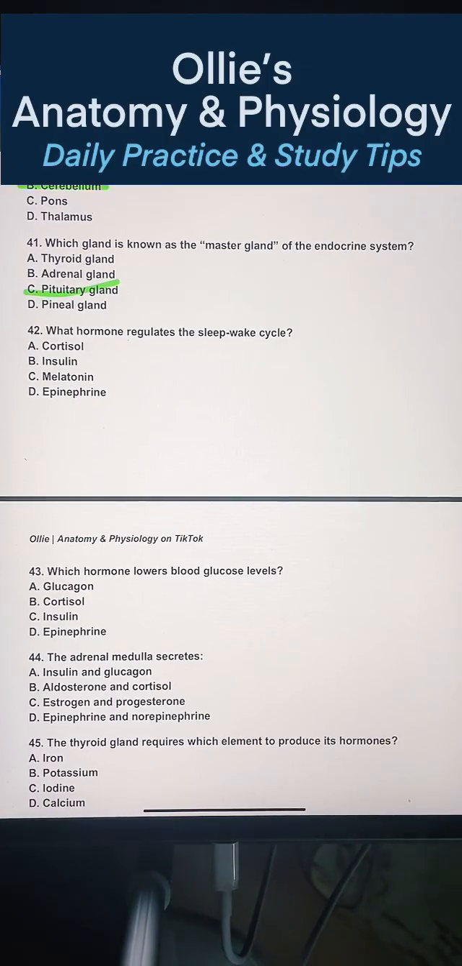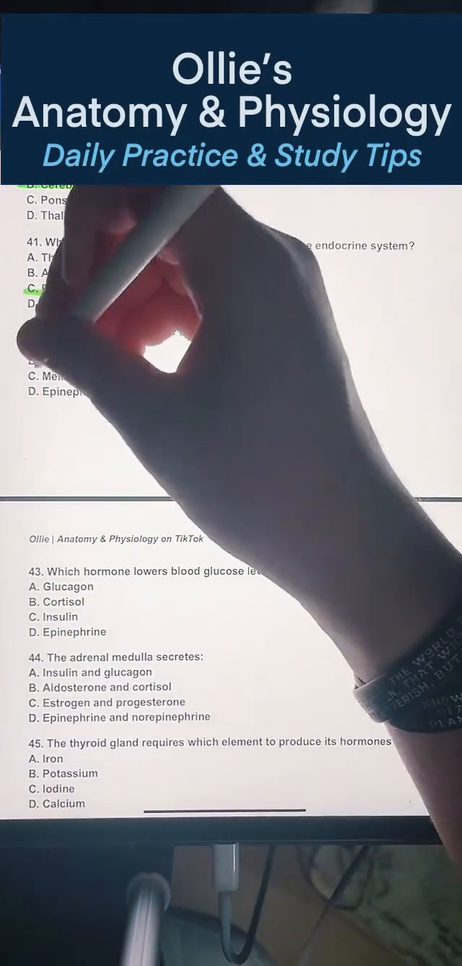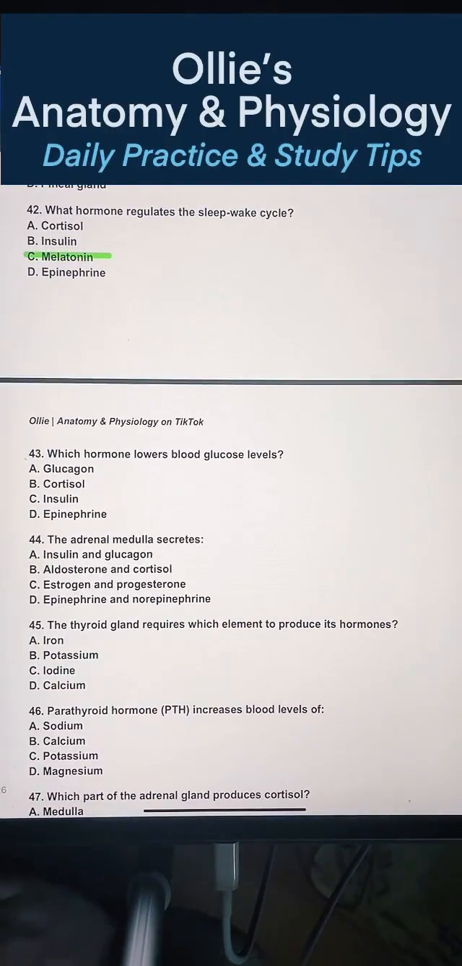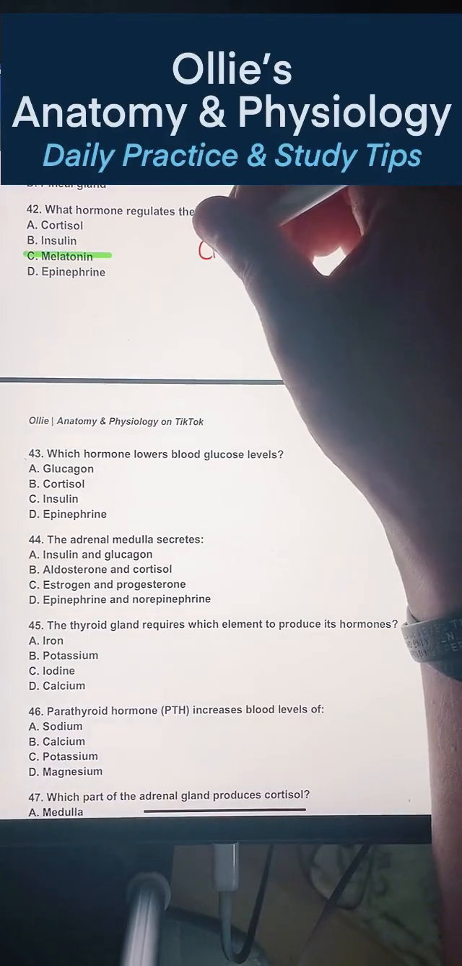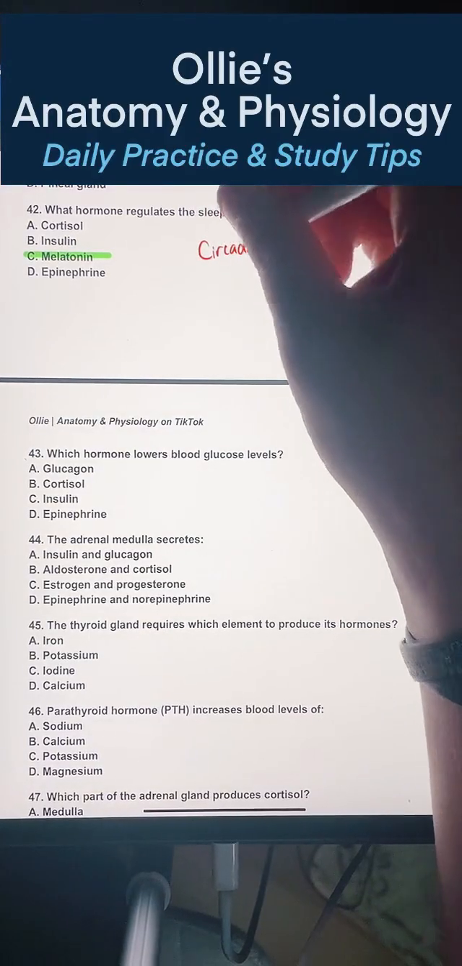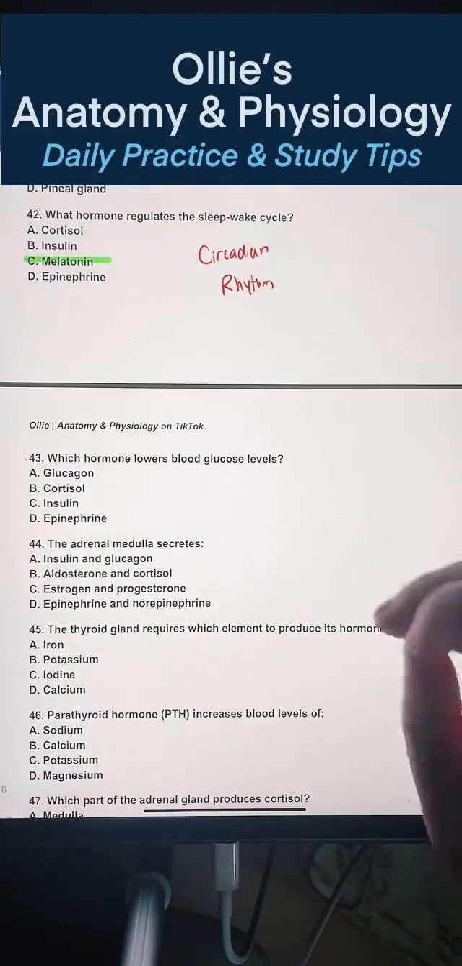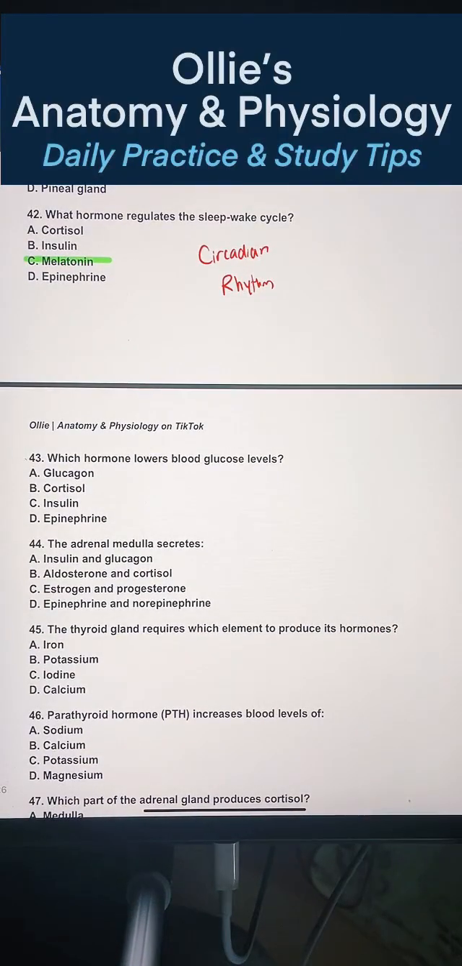But number 42, the answer is C. It is melatonin. Melatonin is going to help regulate our sleep-wake cycle, also known as our circadian rhythm. Number 43, what is the hormone that lowers blood glucose levels?